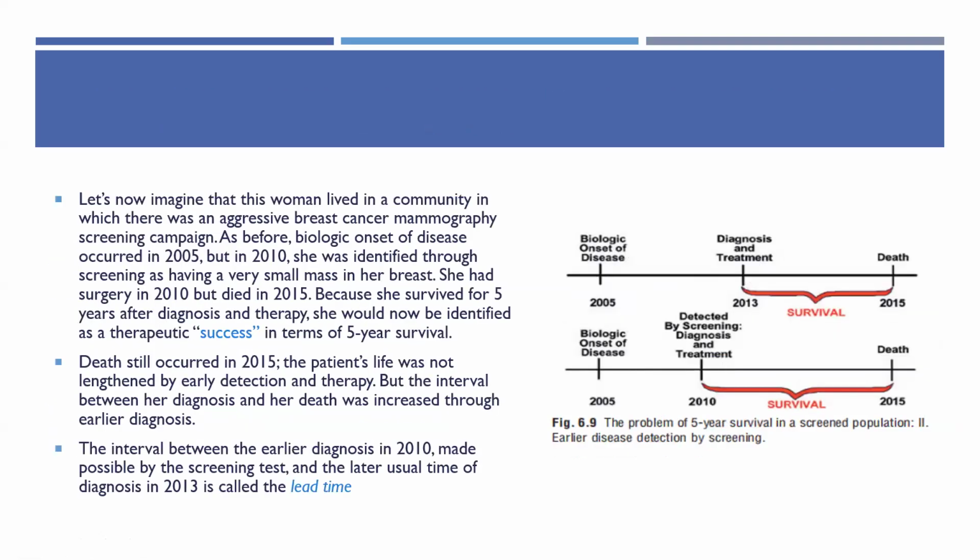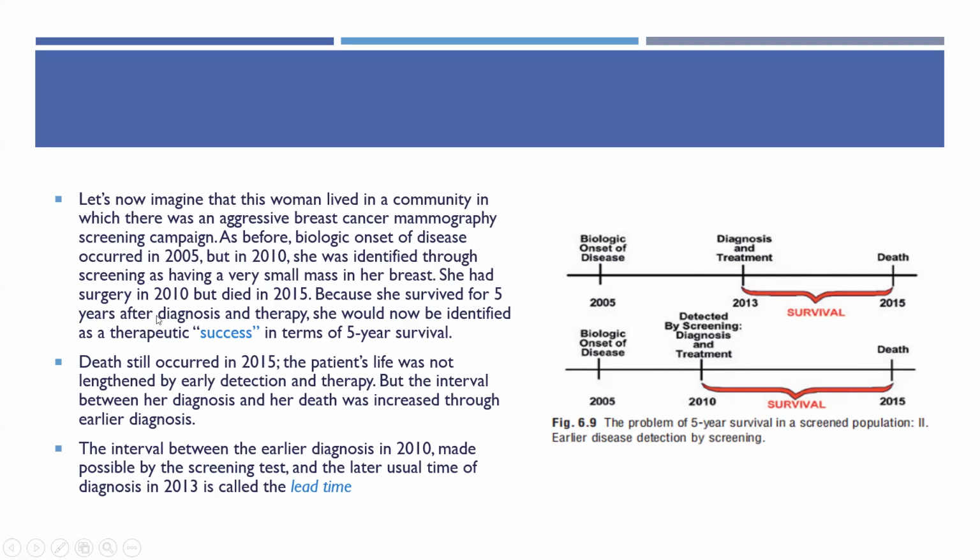Now let's imagine that the woman lived in a community where there is an aggressive breast cancer mammography screening campaign. As before, biological onset of the disease occurred in 2005, but in 2010 she was identified through the screening as having a very small mass in her breast. She had surgery in 2010 but died in 2015.